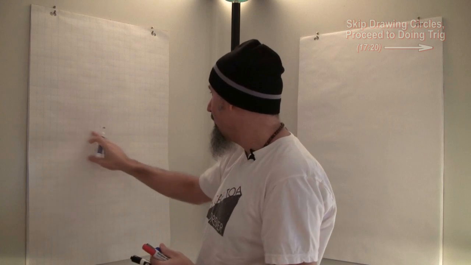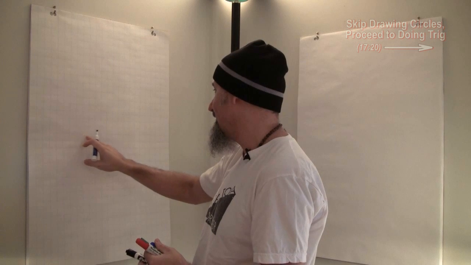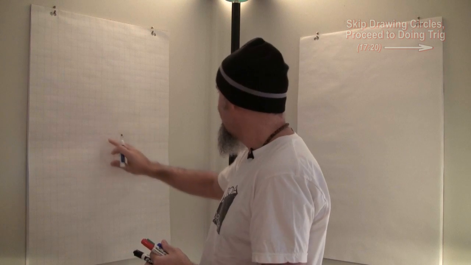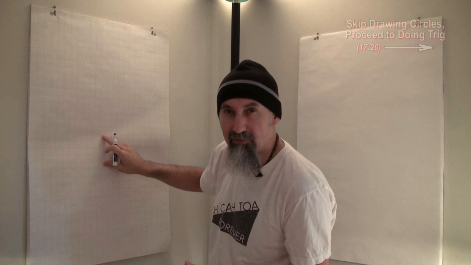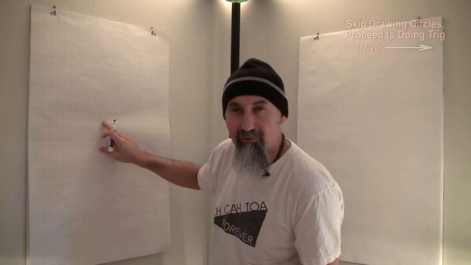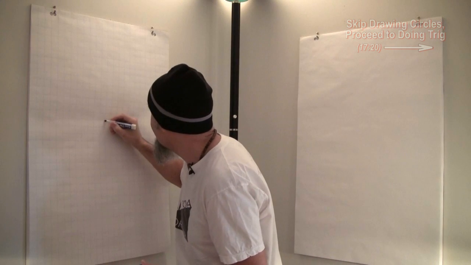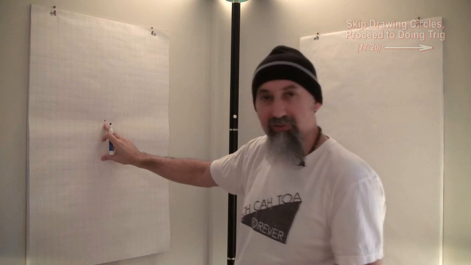We count 1, 2, 3, up to 24. So we want 12. 1, 2, 3, 4, 5, 6, 7, 8, 9, 10, 11, 12. So we're gonna throw our center of the circle right here, and let's make it center according to the camera. So we're gonna throw it right here. Okay, that's the center of our circle.